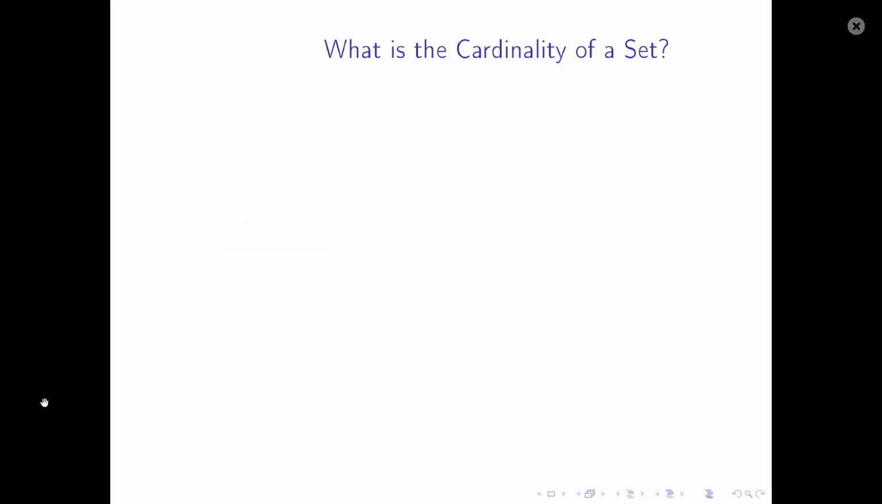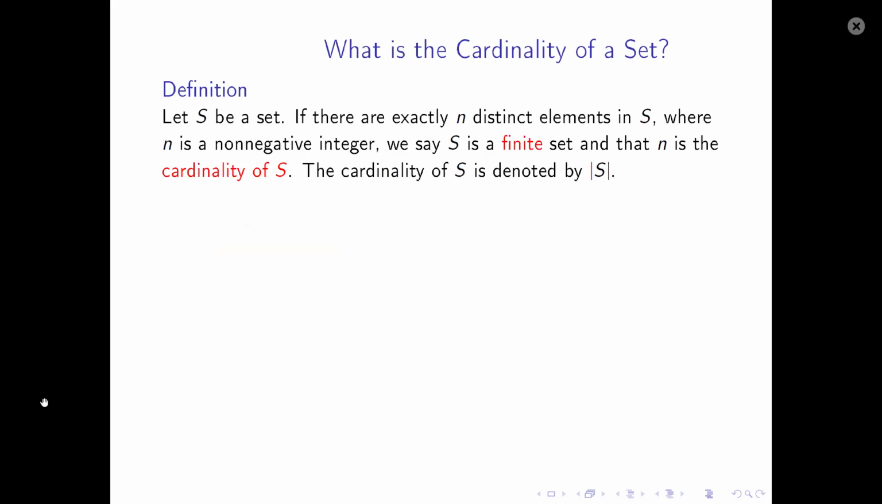All right. Now let's talk a little more. There's another set property we really haven't talked a ton about, but it comes up. It's called cardinality. And cardinality is how many things there are. So let S be a set, and if there are exactly n elements in S, where n is any non-negative integer, we can say that S is a finite set, and that n is the cardinality of that set. So I'm counting up the number of distinct or different things.